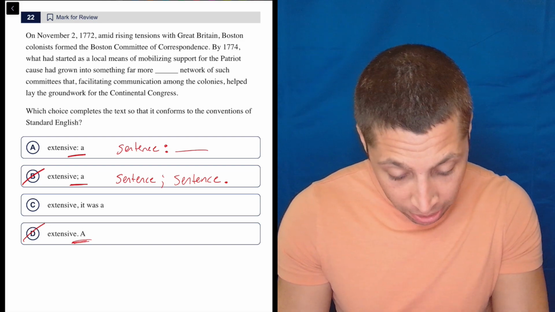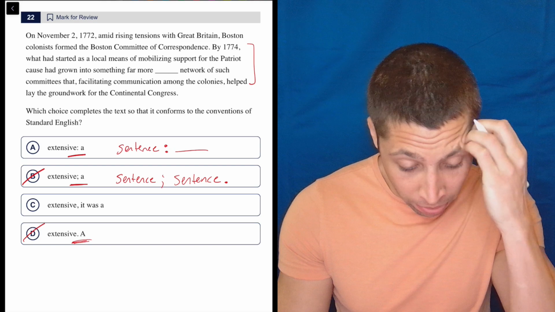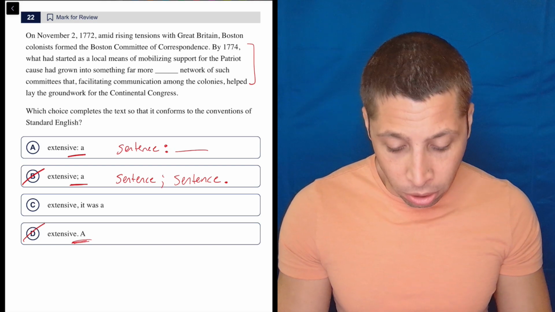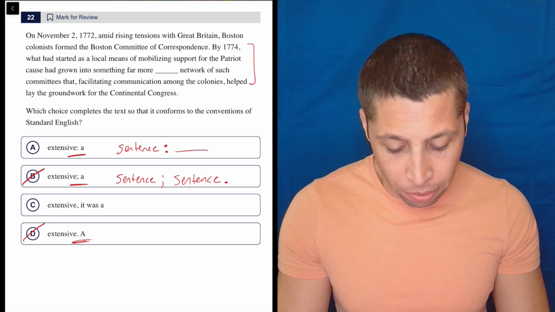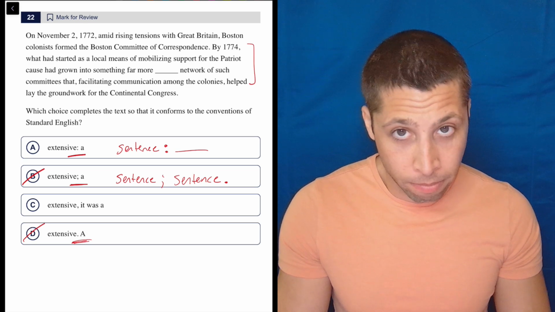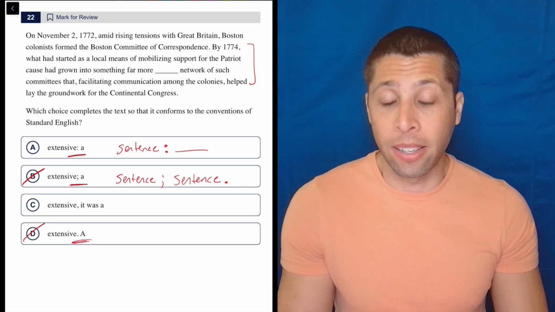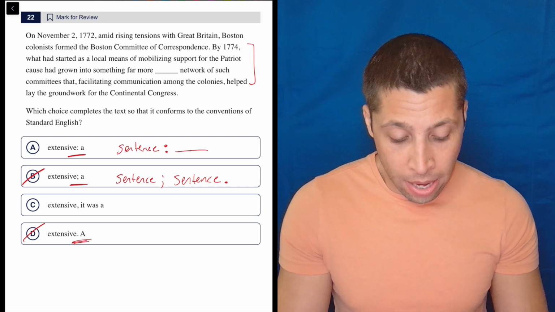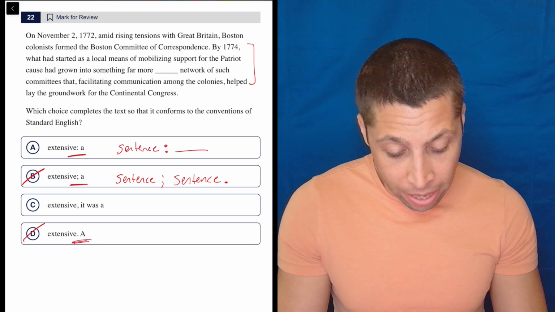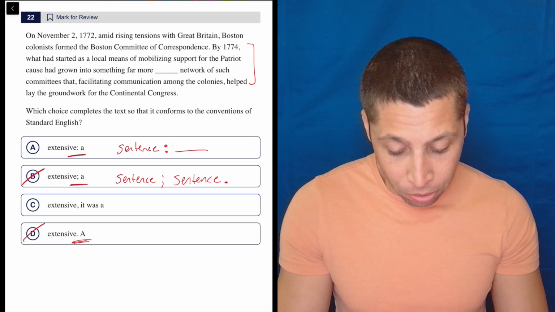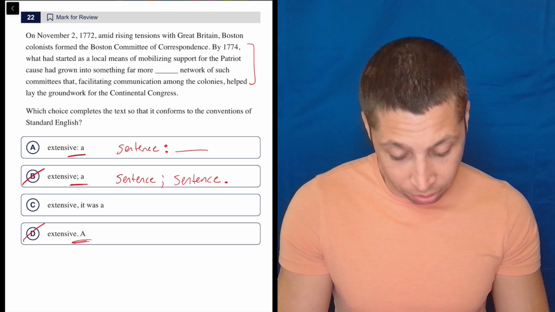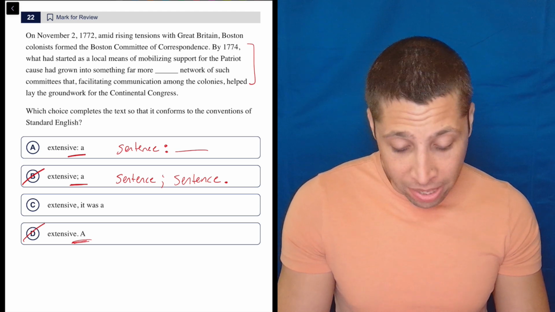Let's take a look. The sentence is kind of long, but here we go. By 1774, what had started as a local means of mobilizing support for the Patriot cause had grown into something far more extensive. Does that sound like a sentence? Yes, it does. I feel like I could put a period right there and it'd be done. Now, the part after says a network of such committees that, facilitating communication among the colonies, helped lay the groundwork for the Continental Congress. I don't even know what that means, but I don't even care.